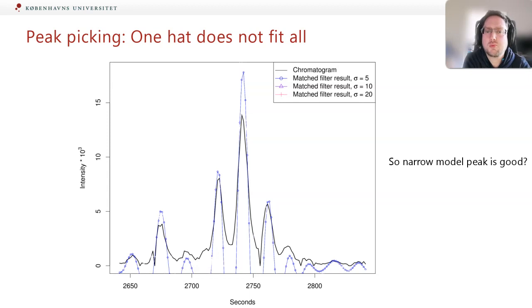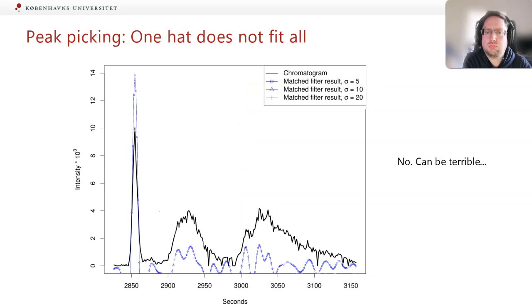So we just use a small peak width on our model peak, right? Let's see what happens if we try that at another point in the data. Ooh, that's very bad. So this clearly cannot work on all our data. We simply cannot find a good peak width that nicely covers everything.